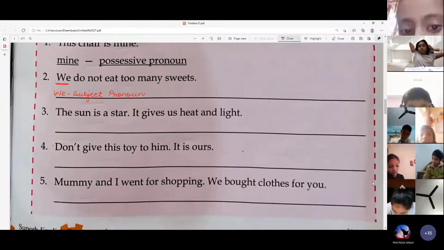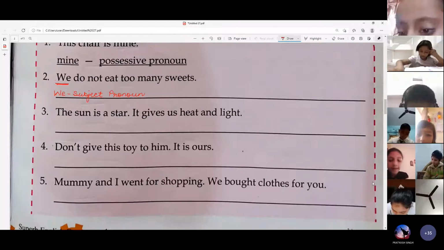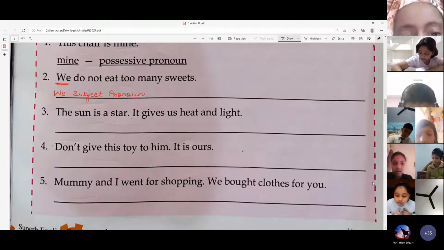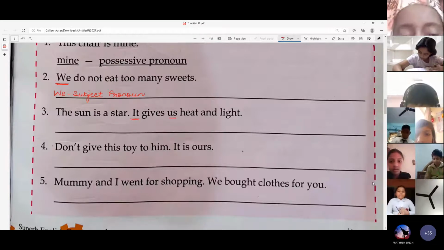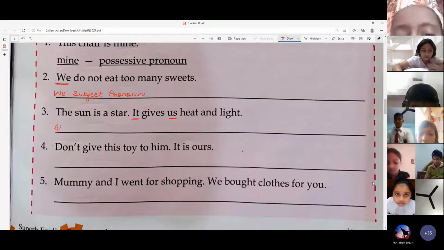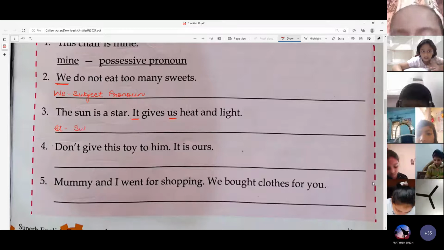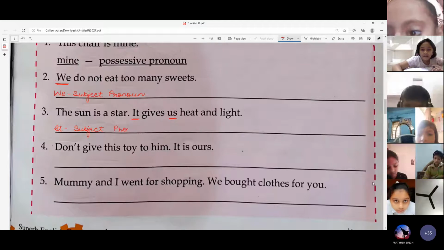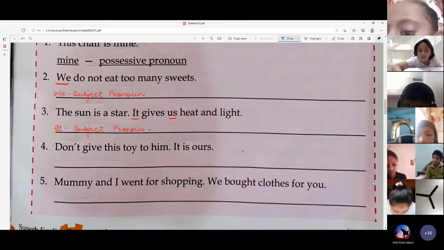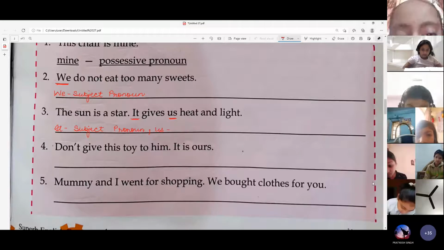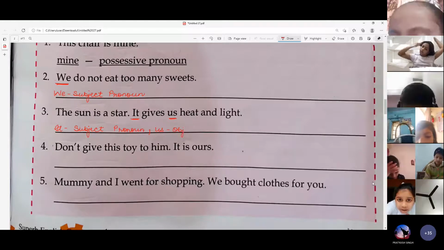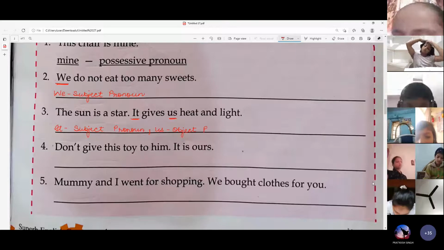The next is: the sun is a star. It gives us heat and light. Ma'am, it and us. Yes. So it is a subject pronoun. And us is an object pronoun. Very good. Us is an object pronoun.